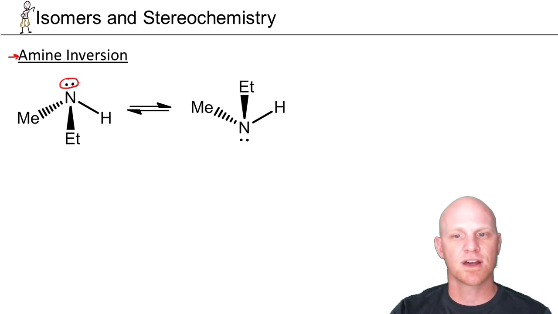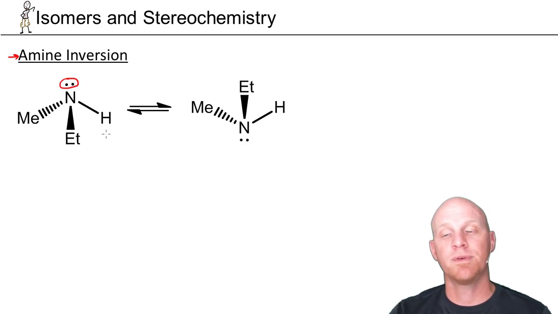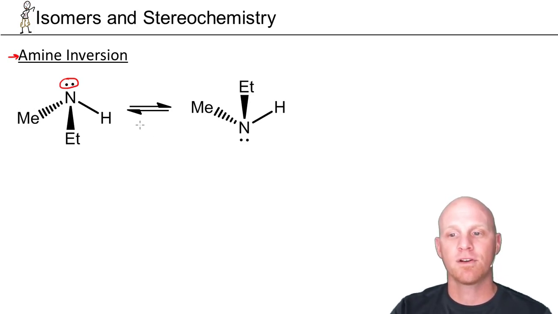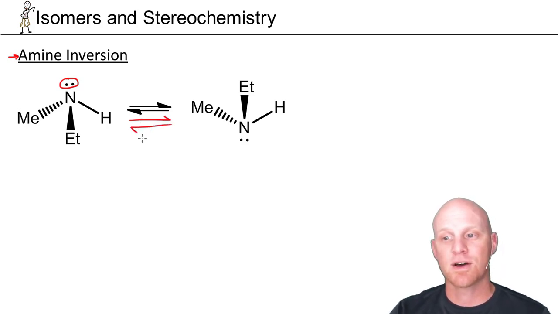In this case, this nitrogen has a lone pair, a methyl, an ethyl, and a hydrogen. That's four different groups, and if it were anybody other than nitrogen, it would be considered chiral. But for amines, as long as they're not part of a ring or something like that, or excessively bulky, they invert R to S and S to R pretty routinely, even at fairly low temperatures. You have to get to a really, really low temperature to prevent this from happening.